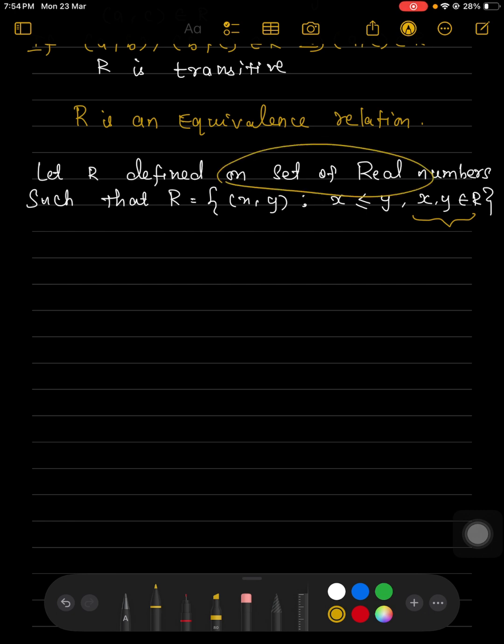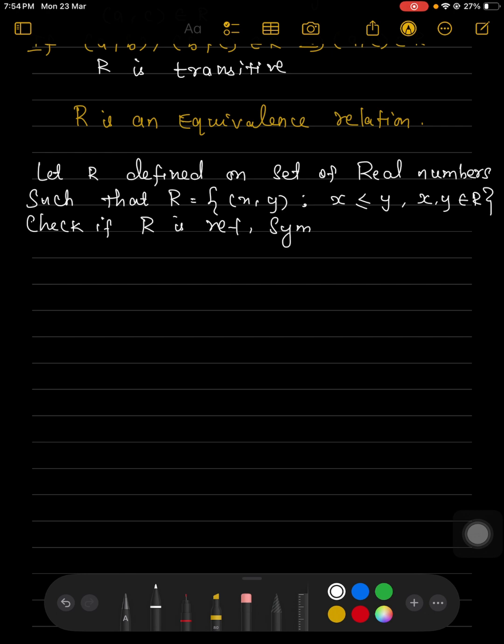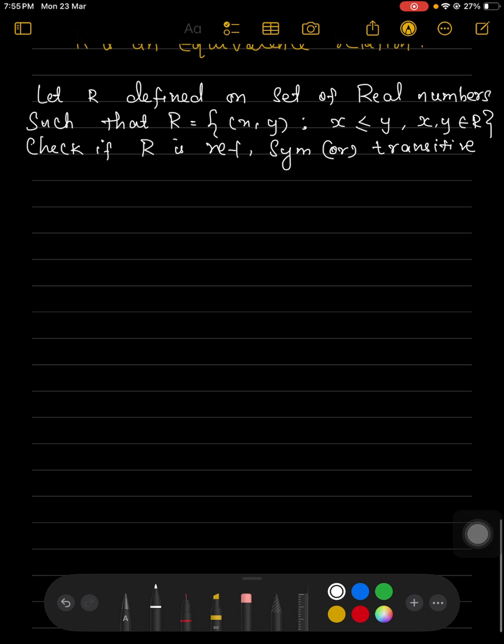So let's check if R is reflexive, symmetric or transitive. This time I am not asking whether it is equivalence or not, because purposely one of the cases is going to fail. So I know it is not an equivalence relation. That's why we are checking if the relation is reflexive, symmetric or transitive. And then finally let's conclude about equivalence relation. Though they didn't ask, I am just writing an additional point. Okay, let me check for reflexive.